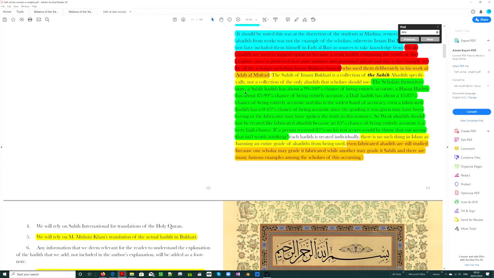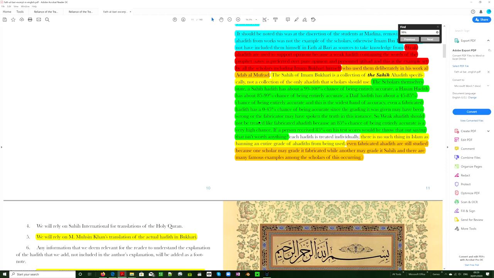The scholars themselves state a Sahih hadith has about a 99 to 100% chance of being entirely accurate. A Hasan hadith has about an 85 to 99% chance of being entirely accurate. A Da'if hadith has about a 45 to 85% chance of being entirely accurate. And this is the widest band of accuracy. Even a fabricated hadith, that is the Maudu hadith, has a 0 to 45% chance of being accurate, since the grading it was given may have been wrong or the fabricator may have spoken the truth in this instance.